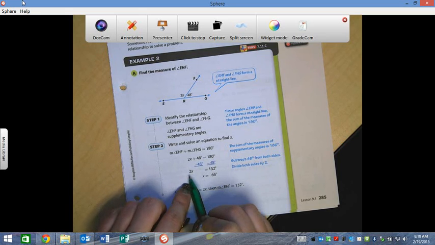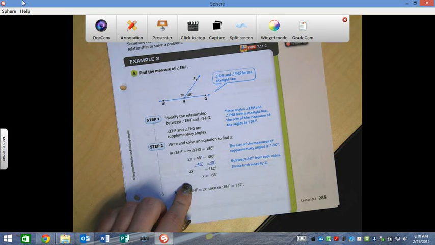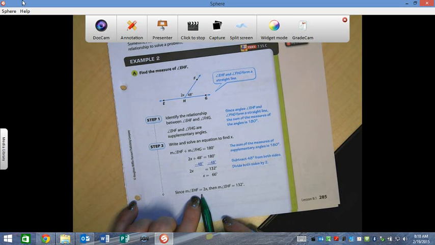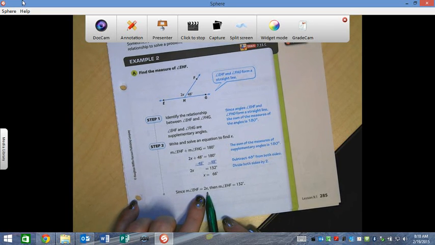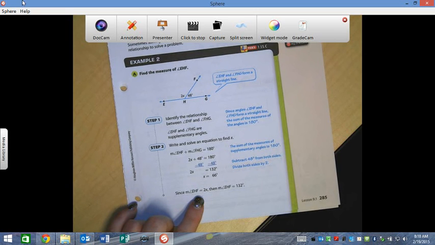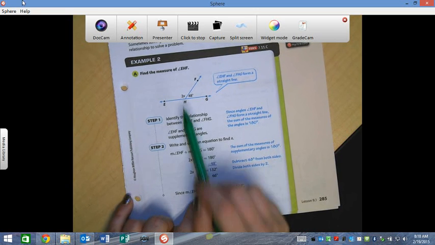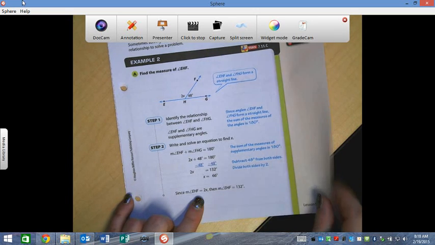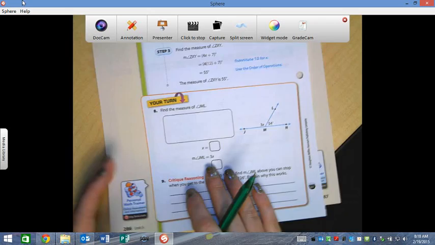So then if we divide both sides by 2, because what we do to one side we do to the other, we would get x equals 66 degrees. So since angle EHF is 2x, then it has to equal 132 degrees. Sometimes they ask you to find the angle measure, so you have to plug it back in. Sometimes they just ask you to find the value of x. You need to be prepared to do either one.